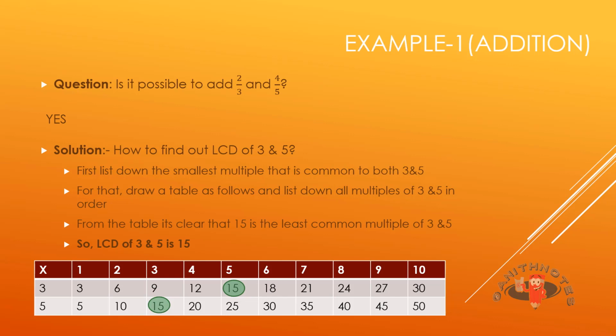So just by seeing, find out the number which is common to both 3 and 5 in this table. Okay. So if you have a quick scan of what is there for the multiple of 3, you see 15 over here, and if you see multiples of 5, you have 15 over here. This is the smallest number which is common between both 3 and 5. So which means that LCD or least common denominator of 3 and 5 is 15.